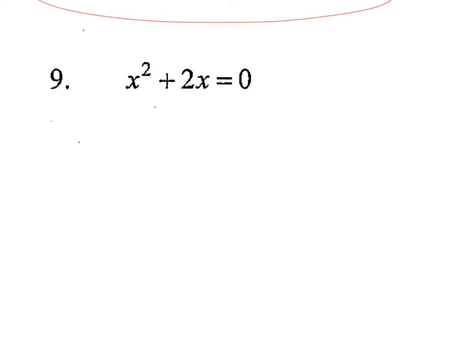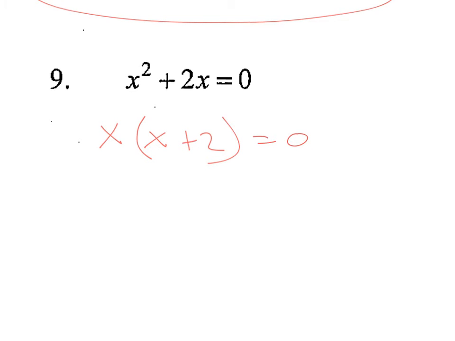And the first thing I'm always supposed to check for with factoring is a GCF. These both have an x. So I go x times x, because x times x is x squared, gives me that, plus 2, because x times 2 gives me 2x, equals 0.